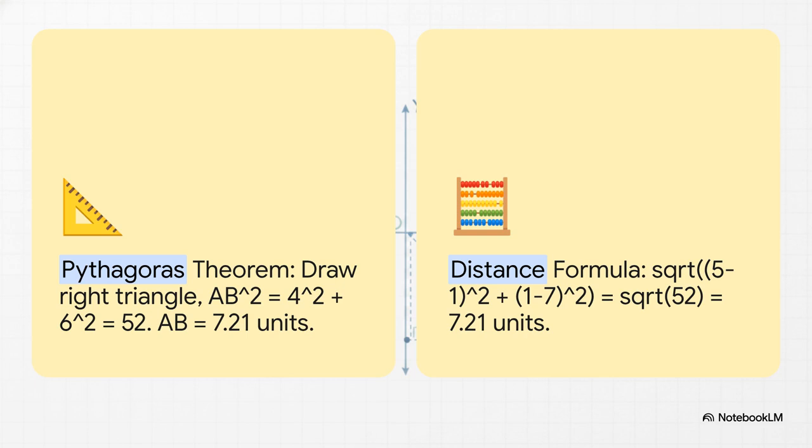Now, method 2 skips the drawing entirely and just uses the distance formula. You subtract the x's and square them. You subtract the y's and square them. Add them up, take the square root. 5 minus 1 squared is 16. 1 minus 7 squared is negative 6 squared, which is 36. Add them to get 52, and the square root brings us right back to 7.21 units. So you see, whichever method you prefer, the math holds perfectly true.